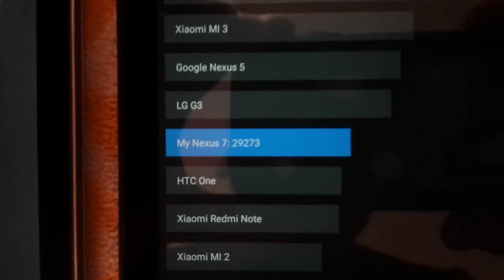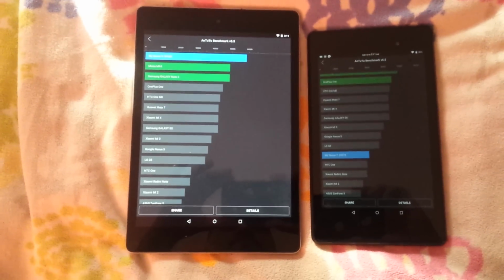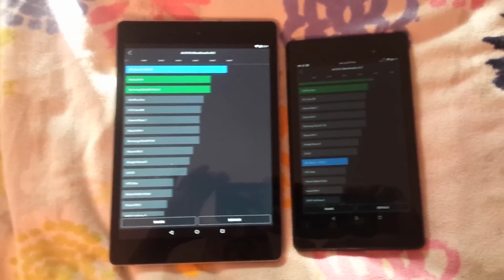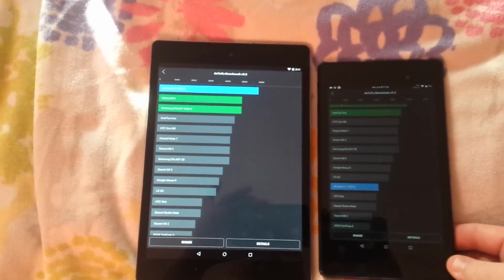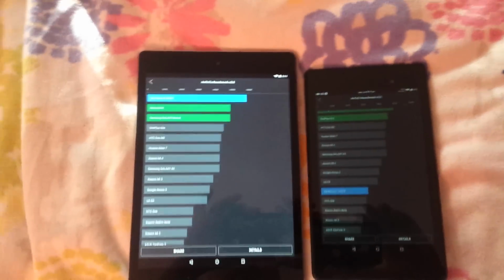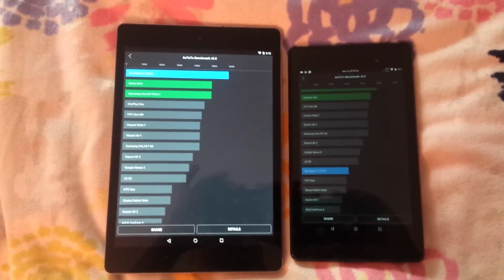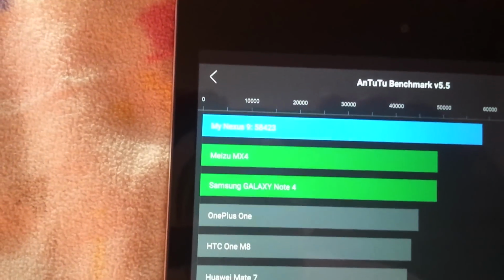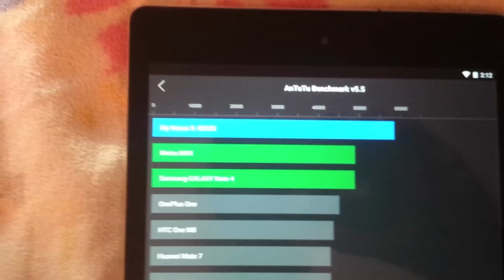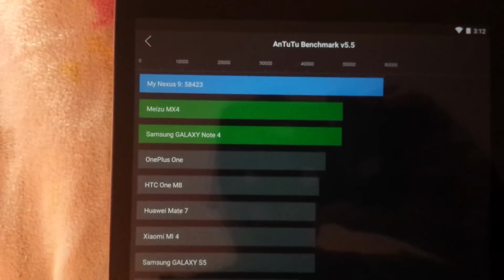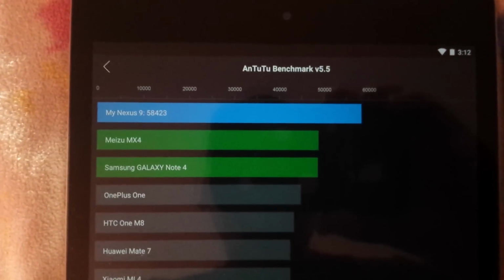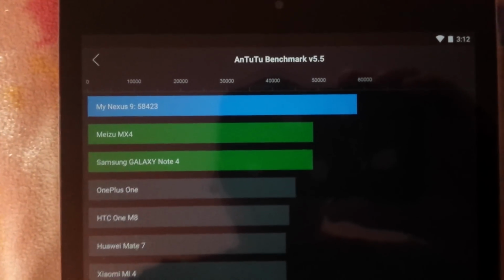29,273. So if you're thinking about upgrading your Nexus experience, by no means am I trying to state that the Nexus 7 is not a wonderful device. The Nexus 7, I've had this for over a year and I absolutely love it. Just recently purchased the Nexus 9, and you can see that, you know, with the elevated price tag, you're absolutely getting what you paid for. The highest benchmark scores every time on AnTuTu are from Nexus 9s.